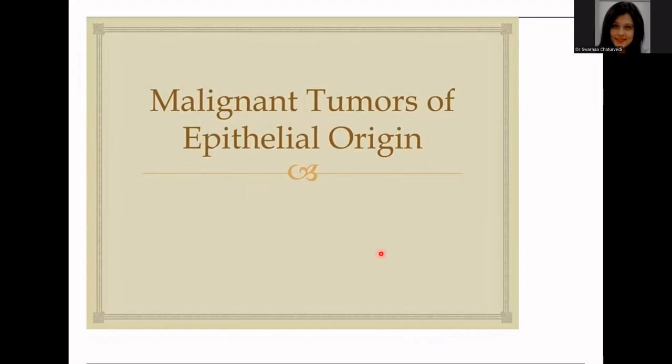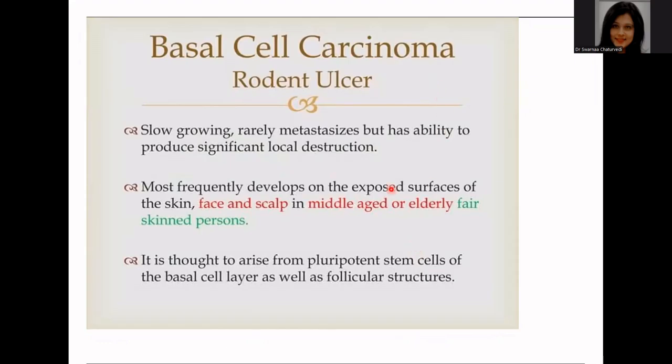All right. So continuing further, here we come to the malignant tumors of epithelial origin. The first one in the sequence is basal cell carcinoma, also known as rodent ulcer. So why rodent ulcer? Because of the local destructive nature of rodents, which is similar to this lesion, it is known as rodent ulcer. So it's slow growing, rarely metastasizing, and has the ability to cause significant local destruction.